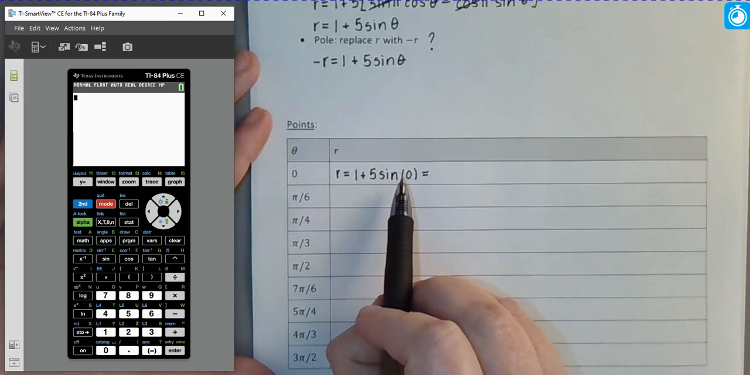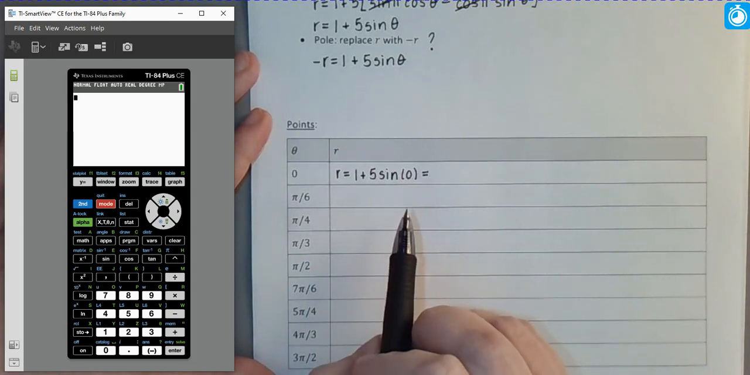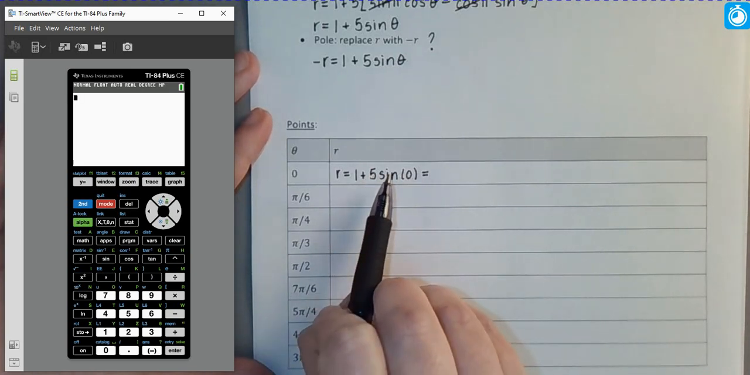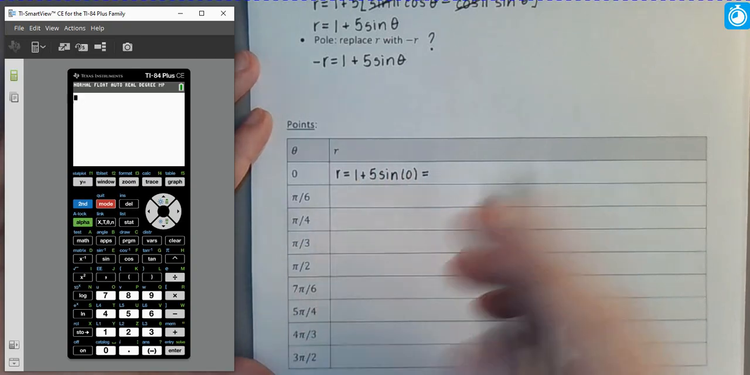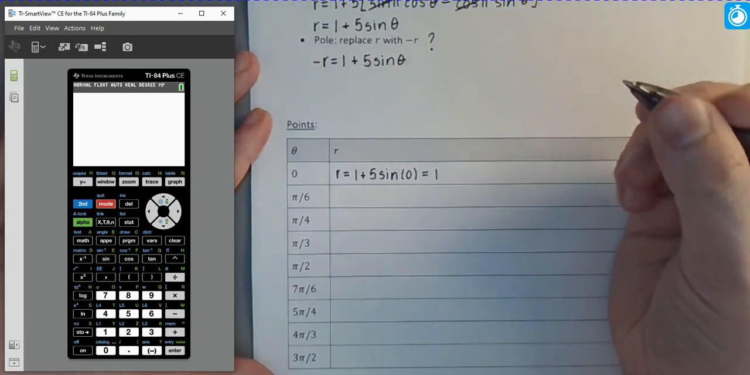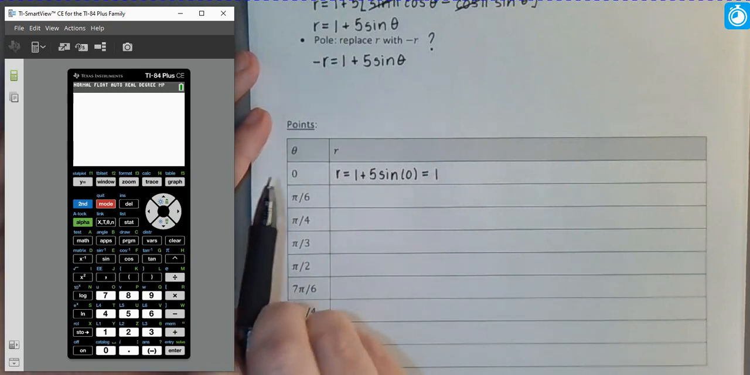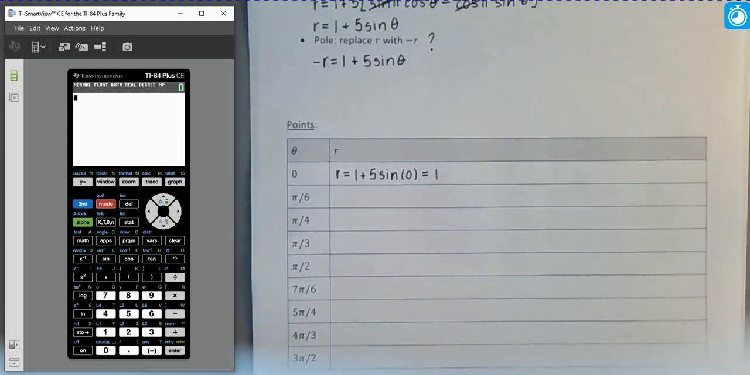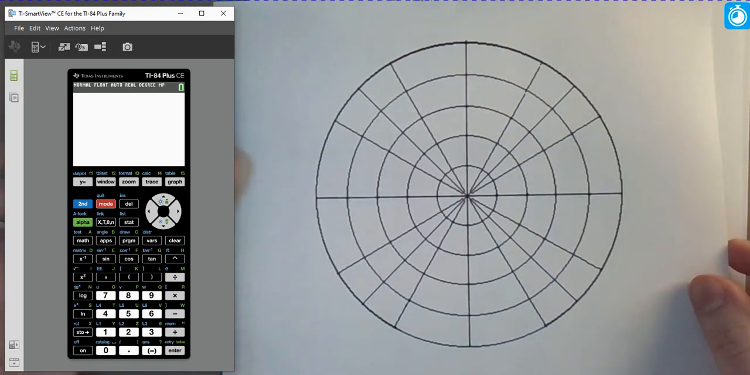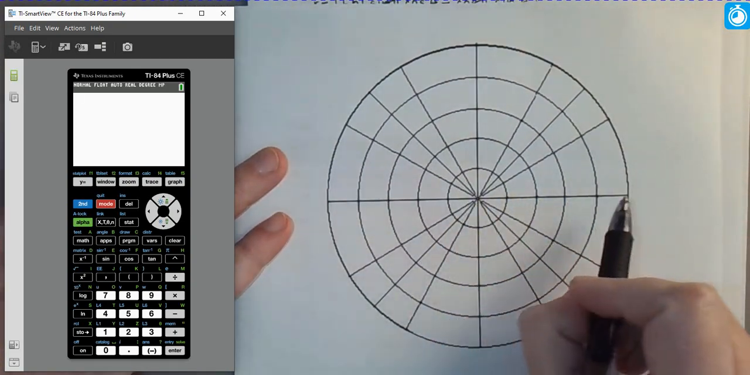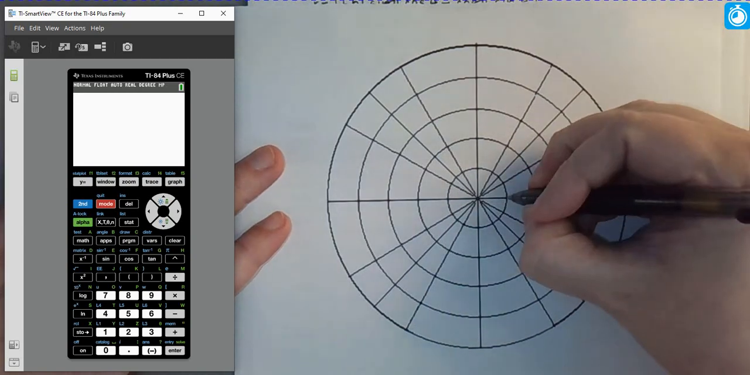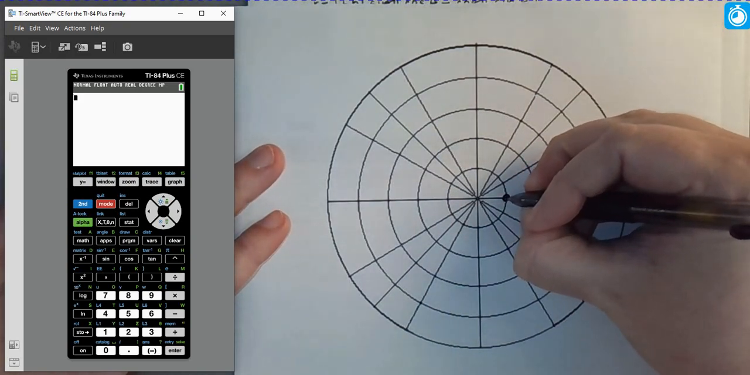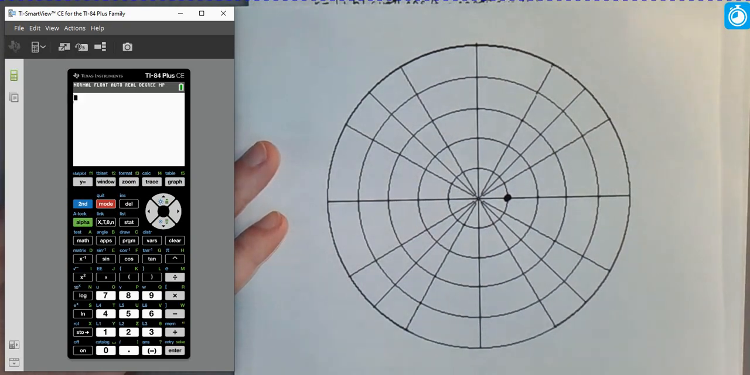So the sine at 0 radians is going to be 0, so this will be 5 times 0, which goes away, and so we'll just have 1. So we'll have the ordered pair 1, 0 on our graph. And let's go ahead and add that to our graph. That's going to be our first point. So when theta is 0, r is going to be 1. So we're going to be right here. That's going to be the first point. That's going to be our starting point for our graph.